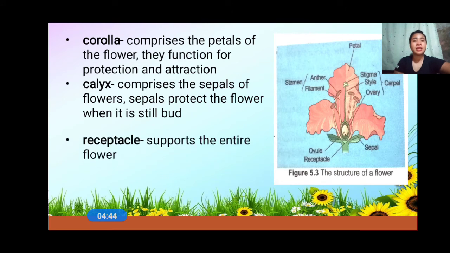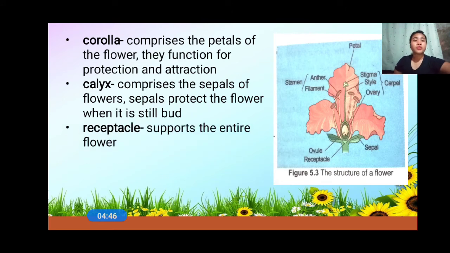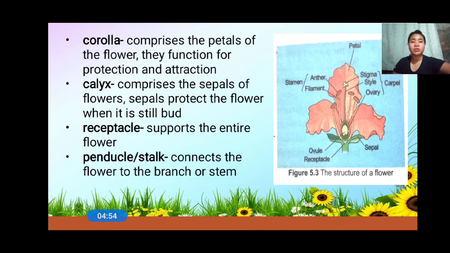Okay, and then receptacle supports the entire flower. So what is the function of receptacle? Supports the entire flower. So the peduncle or stalk connects the flower to the branch or stem. So the function of the peduncle or the stalk, it connects the flower to the branch or stem. So we have the corolla, calyx, receptacle, and peduncle or stalk.